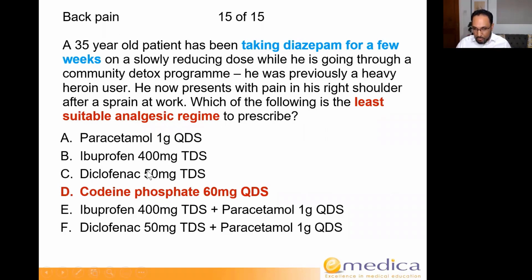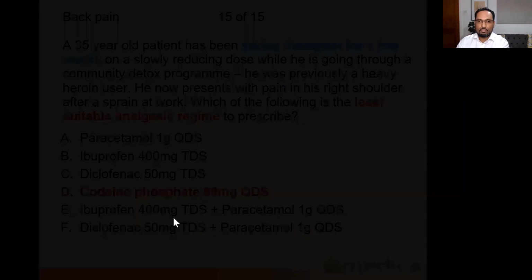So this is the least suitable. Why might some people have got this wrong? Because they might have missed the fact that it's the least suitable. I hadn't bolded it in this one, just to highlight that they haven't always done that in the exam, right? Whereas giving them top dose paracetamol would be fine. Giving them ibuprofen or diclofenac or a combination of an NSAID and paracetamol, all of these would be fine, okay?